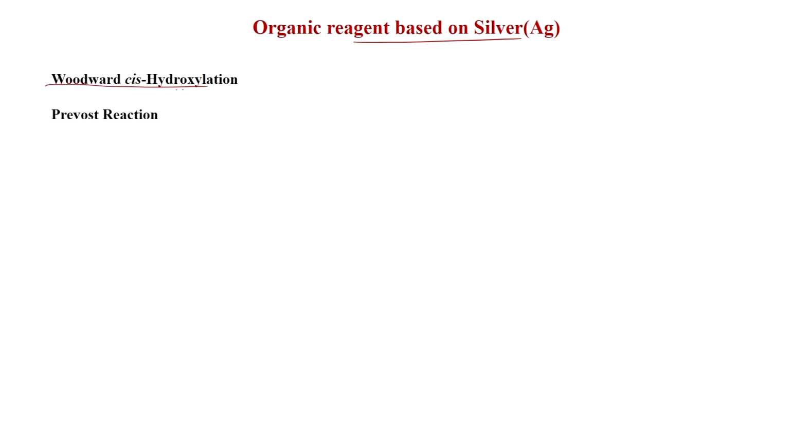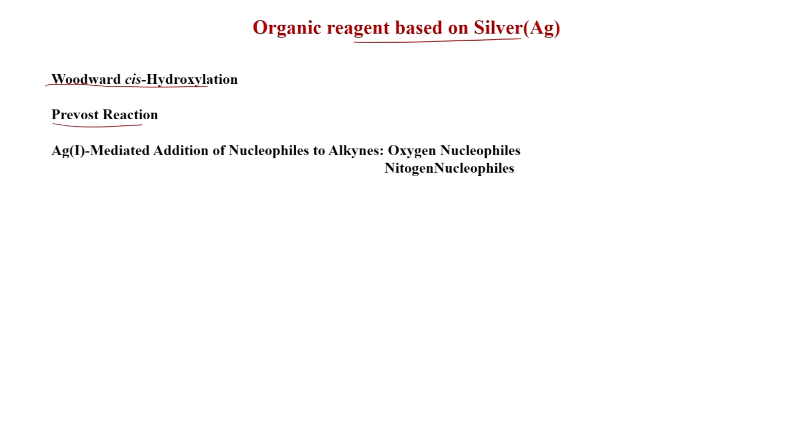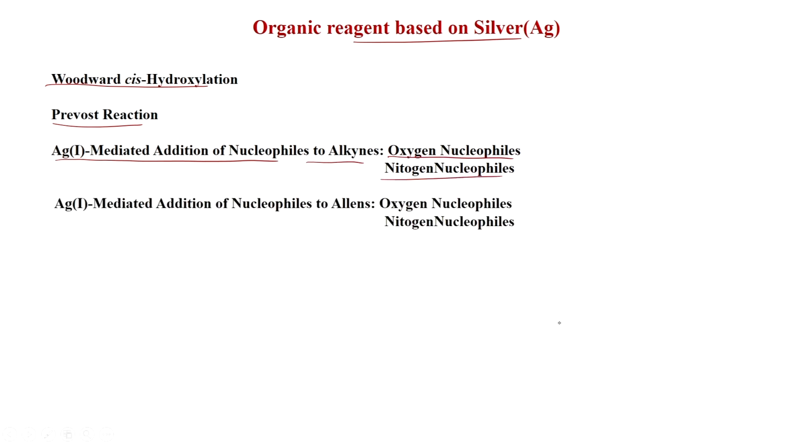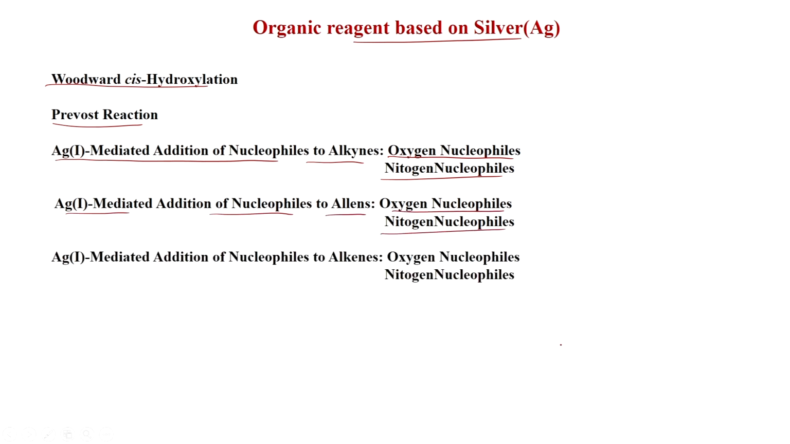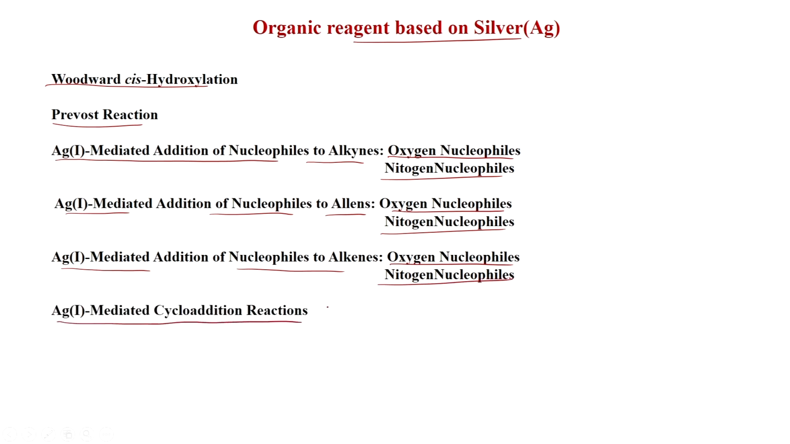then Prevost reaction, then silver mediated addition of nucleophiles to alkynes, oxygen nucleophiles, nitrogen nucleophiles, then silver 1 mediated addition of nucleophiles to allenes, oxygen nucleophiles, nitrogen nucleophiles. Also silver mediated addition of nucleophiles to alkenes, oxygen nucleophiles, nitrogen nucleophiles. And silver 1 mediated cycloaddition reaction.